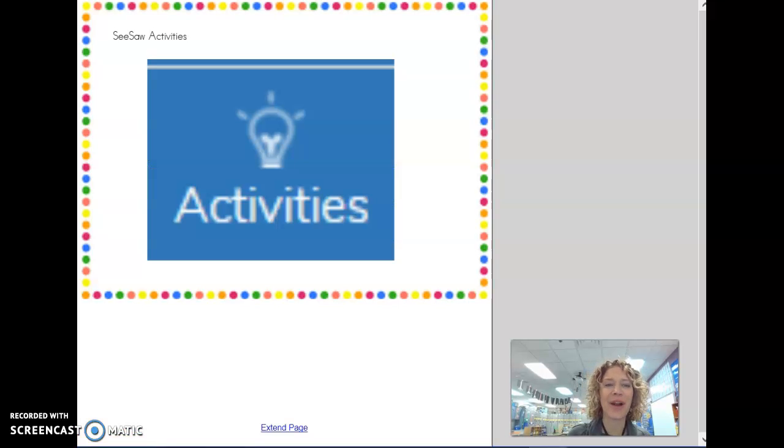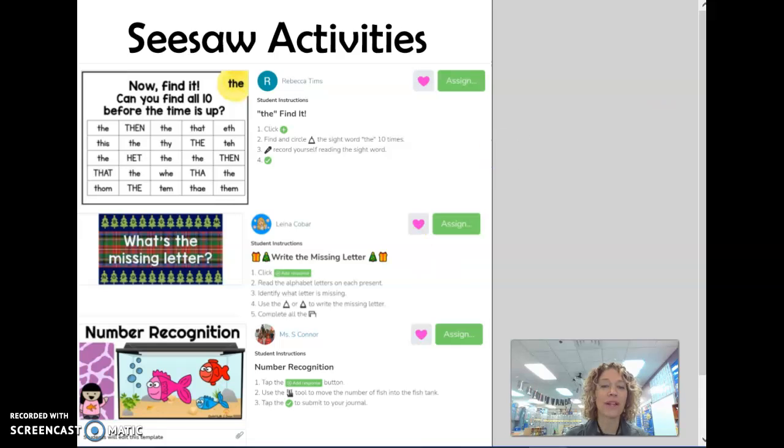All right, let's take a look at our activities on Seesaw. We're working on that sight word the. So you know the routine for this one. You have to find them all. We have a few friends that have a little bit of trouble finding the capital ones. Make sure you look for all of them, capital letters and lowercase letters. There's 10 of them, so make sure you find 10 of them.